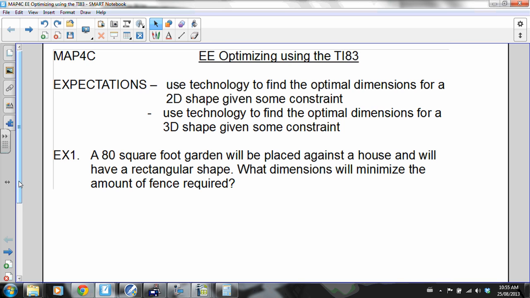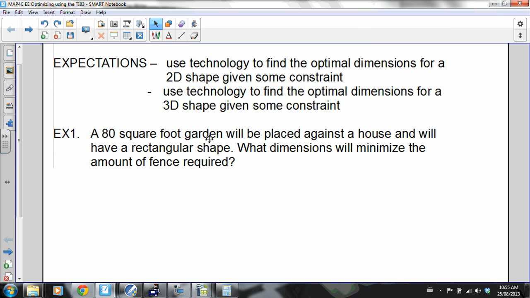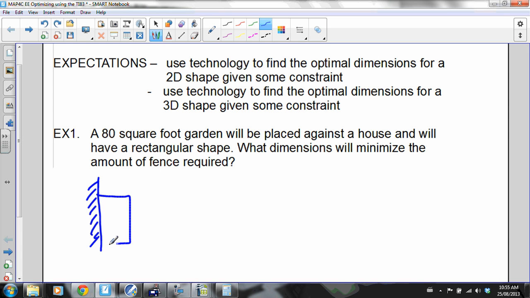So the example here, we've got an 80 square foot garden, and it's against a house and has a rectangular shape. What dimensions will minimize the amount of fence required? And we've done this a number of different ways, and we'll talk about how we're going to use the calculator. So the idea, there's a house. Width and length, and we want to find out what dimension we should make this so we minimize the amount of fence we use. Notice that 80 square feet, this means this area has to be 80 square feet.